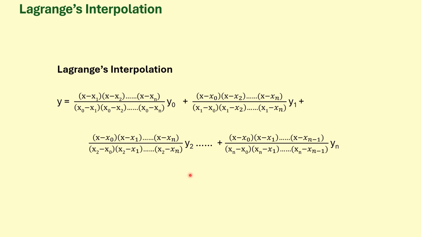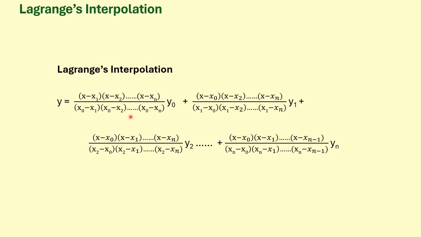Now, how to remember this formula? First, what you have to think is that this fraction is multiplied by y naught. Here y is the value which has to be interpolated. Now in the first term we are multiplying with y naught, so in the numerator we will not have the x minus x naught term. We have to skip it. Now it starts with x minus x1, x minus x2, and so on.